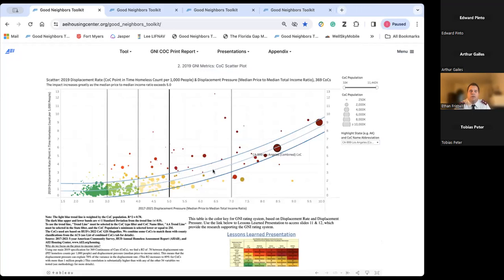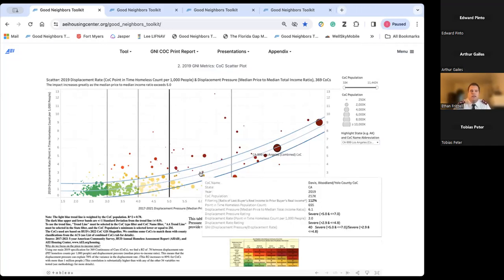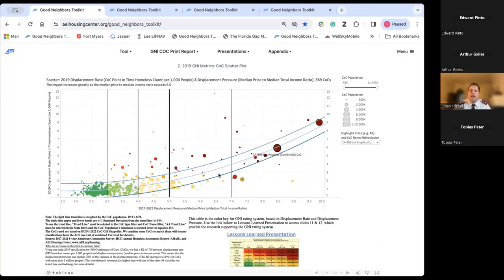And so we were able to create, and when I say we, again, it was AEI, Tobias and Arthur and the team created a trend line and a standard line of deviation. And the standard line of deviation says, is this area behaving in a way that we would expect them to behave? Are they experiencing a rate of displacement like we're expecting? Or are they behaving better than we would expect?